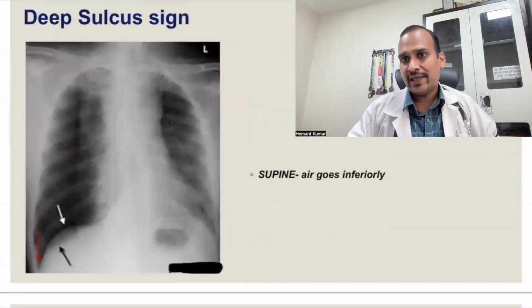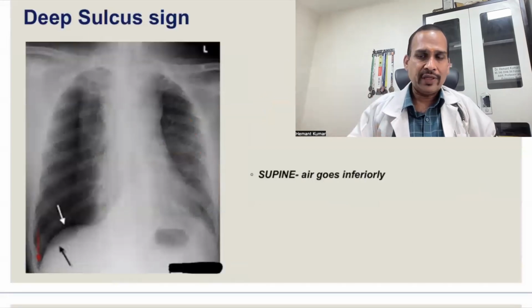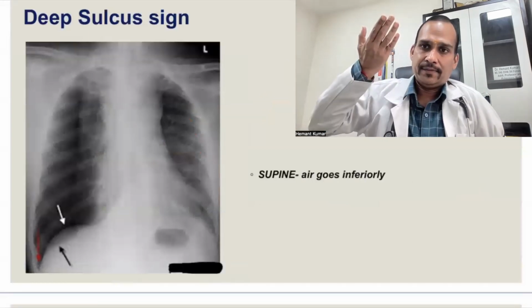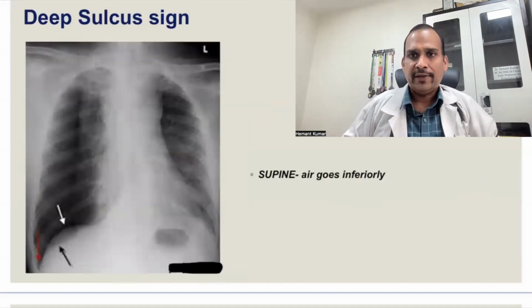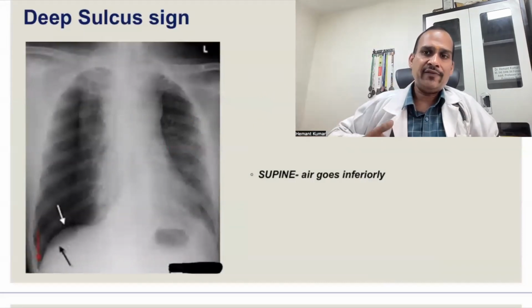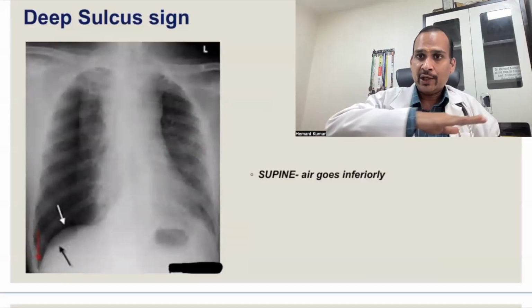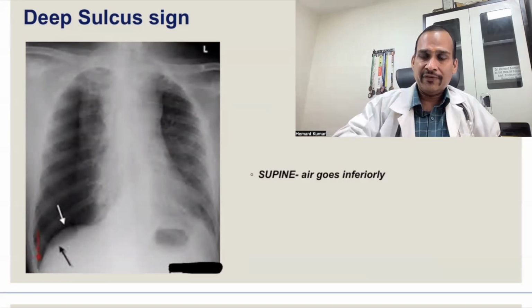What is the deep sulcus sign? If the patient is in a lying down position, we know because of gravity, air comes up and fluid goes down. If the patient is in an erect or standing position, the air will get collected in the upper part. But if the patient is lying down, then the air will go first to the inferior part.